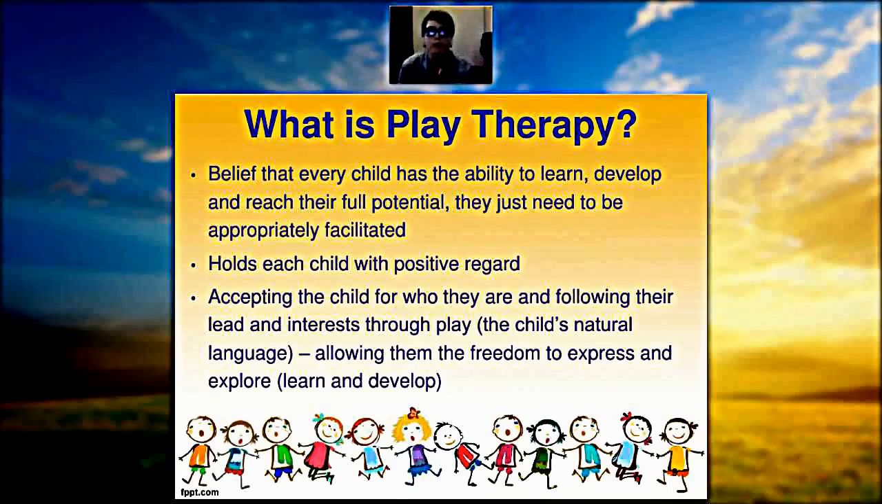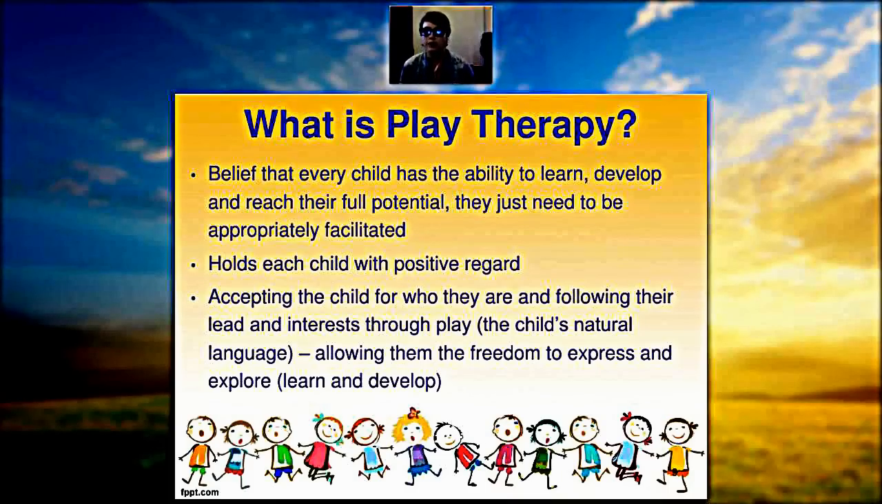So then, what is play therapy? So obviously we've looked at play, but we want to know how is play therapy used and how does it benefit our children and what are our principles? So in play therapy, we have the belief that every child has the ability to learn, to develop, and to reach their full potential. They just need to be appropriately facilitated.